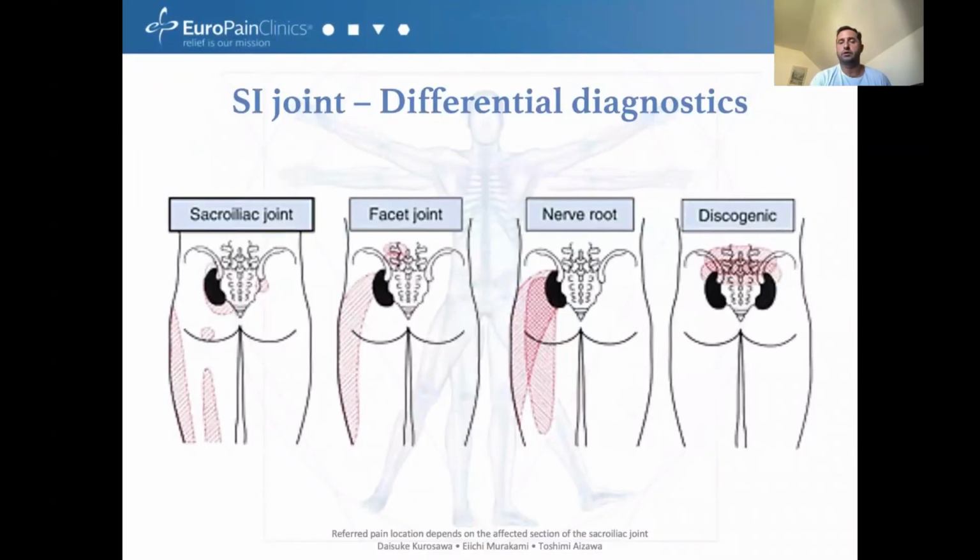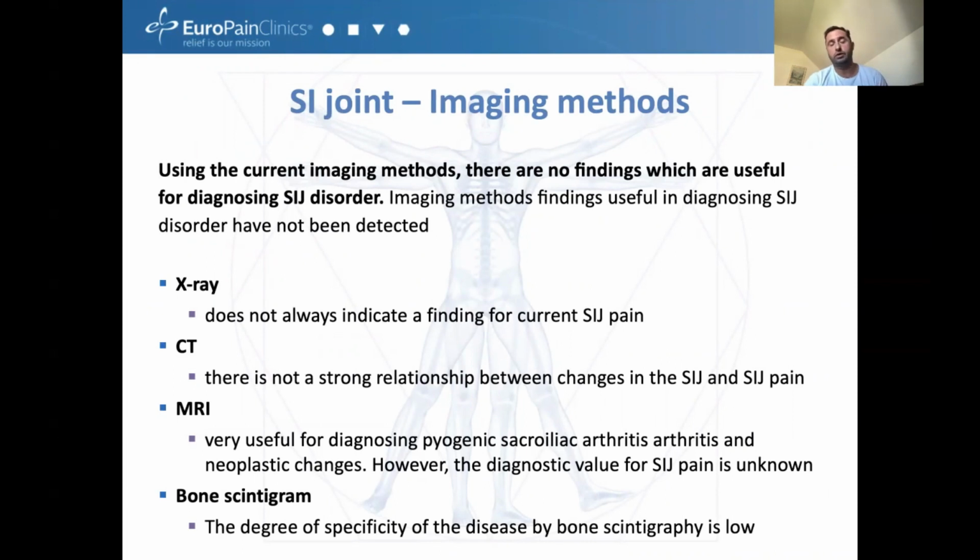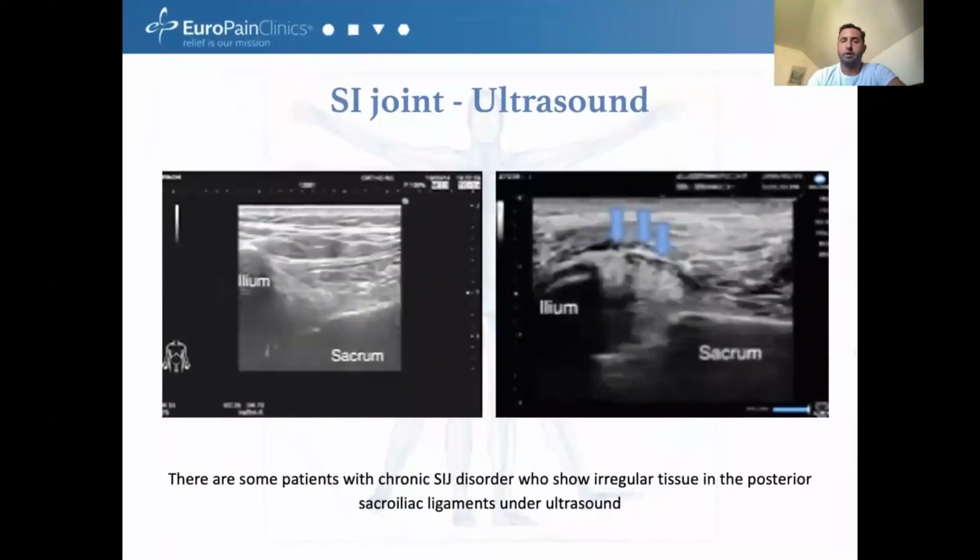Differential diagnosis is not easy because you can have a facet joint, even nerve root and discogenic pain, and the pain patterns are very similar. So you can be confused. Imaging methods, especially on dysfunction, are not helping you. It can help on inflammation, it can help on tumor or some trauma, but on dysfunction it is not helping you. Sometimes ultrasound shows a sort of irregular tissue in the posterior sacroiliac ligaments, and this can be helpful.